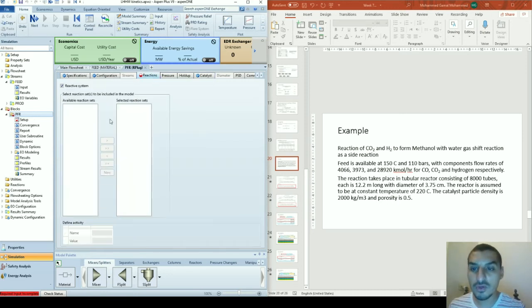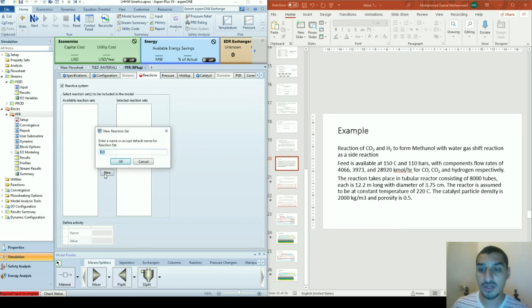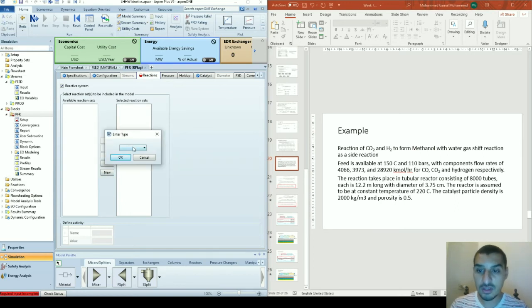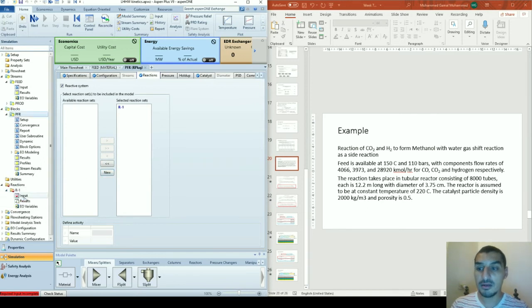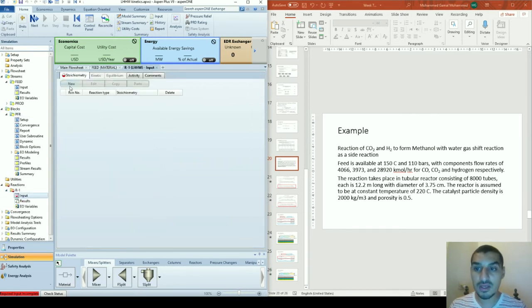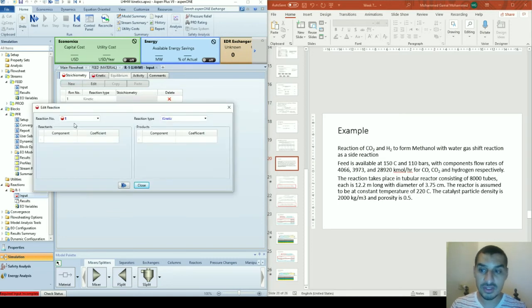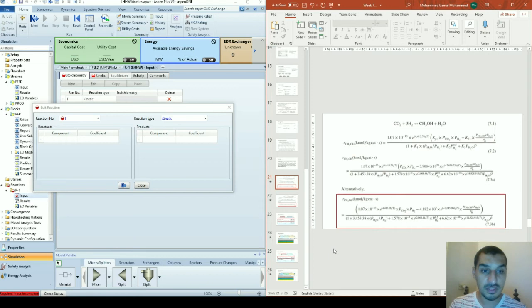And now we will go to the new tricky part, which is the definition of the reaction. So I'm gonna define a new reaction. I'm gonna call it R1, and it is Langmuir-Hinshelwood kinetics. And we will go to the reaction tab to see what we're gonna do. So I have to define the reaction. So it's a new reaction. I have actually two reactions. So just to prevent any confusion, I'm gonna use this equation to be easy to follow.